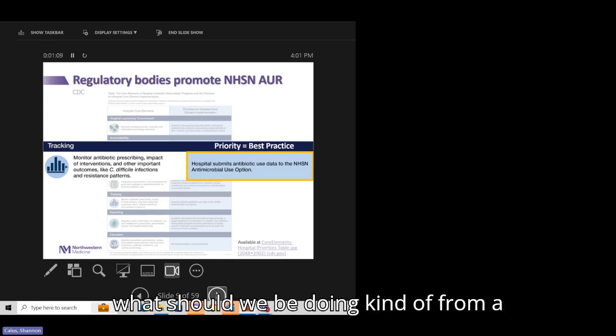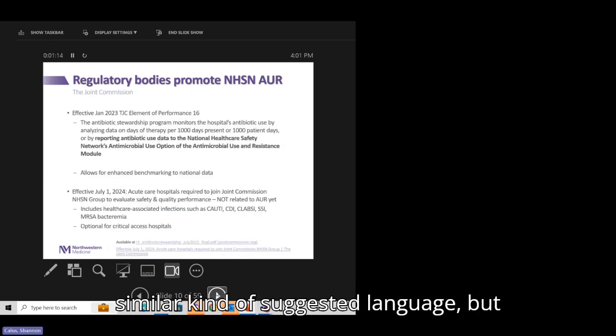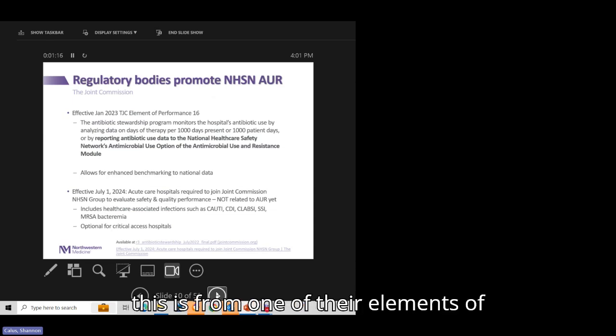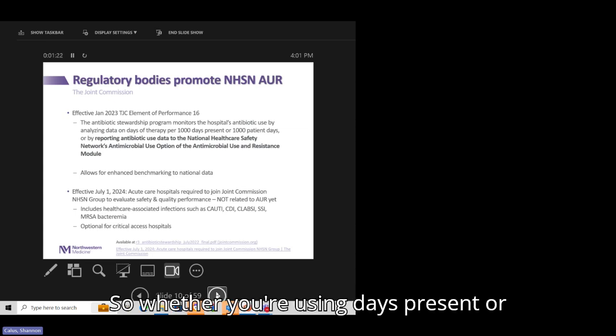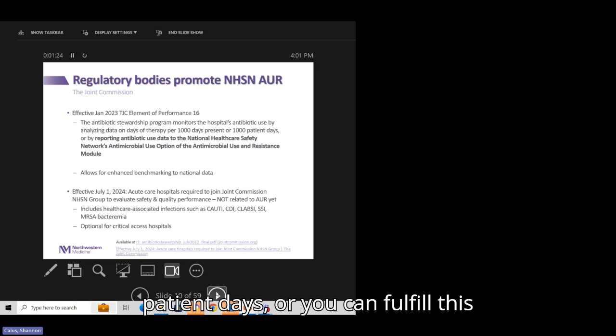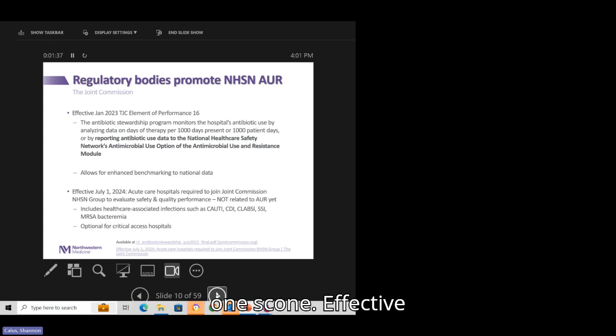So what should we be doing from a stewardship and infection prevention lens? Additionally, Joint Commission has similar suggested language, from one of their elements of performance, EP 16, which says you should be tracking your antibiotic use, whether you're using days present or patient days, or you can fulfill this EP by just reporting to AU. So this is something that you can easily check off just by being compliant, and it feeds a few birds with one stone. Effective July of this year, about 2 weeks ago, this does not apply to NHSN AUR.